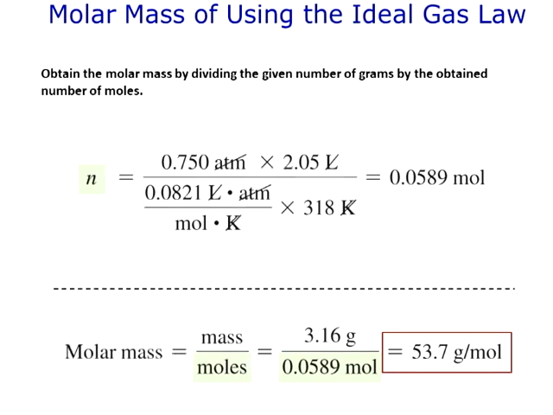So, since we have the grams given at 3.16 grams, and we have the moles that we have calculated, we can do our molar mass, which would be the mass in grams divided by the moles. We put those numbers in, run the numbers, and we get a 53.7 gram per mole value. 3 sig figs we started with, 3 sig figs in our molar mass.